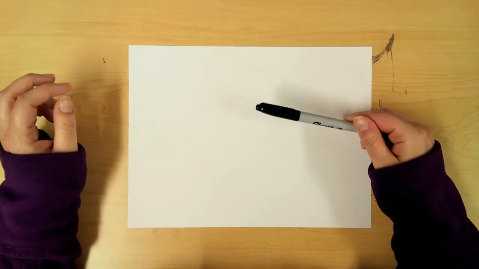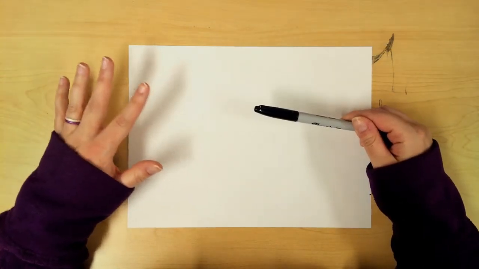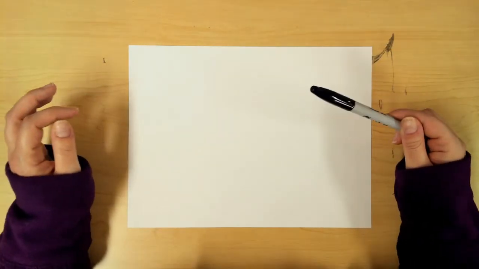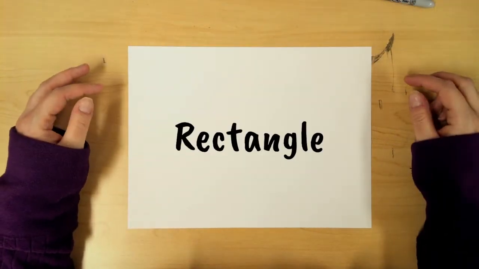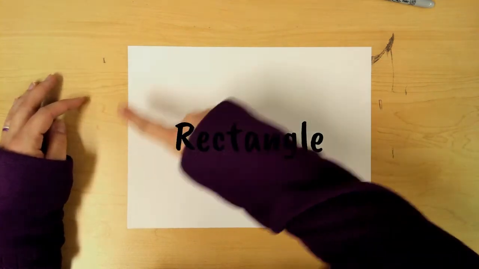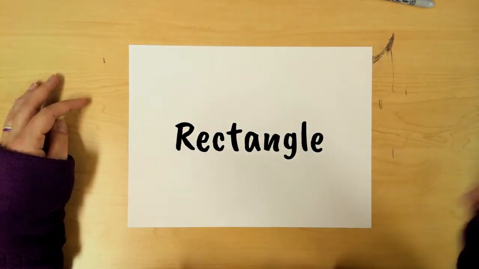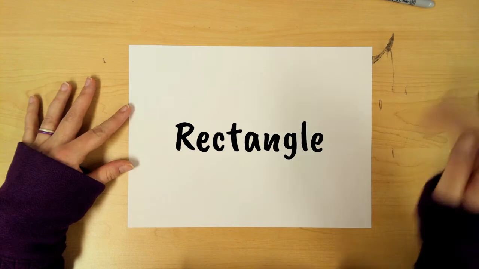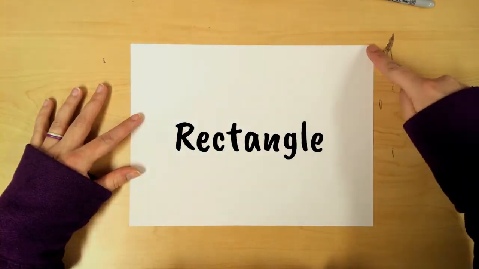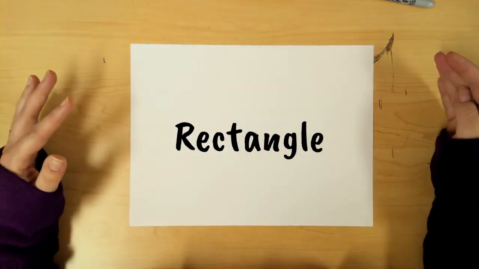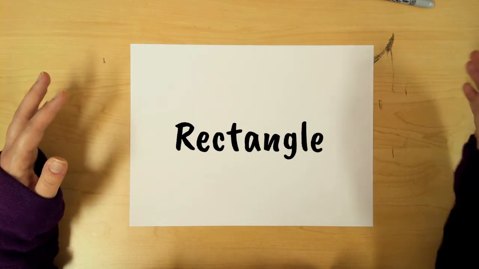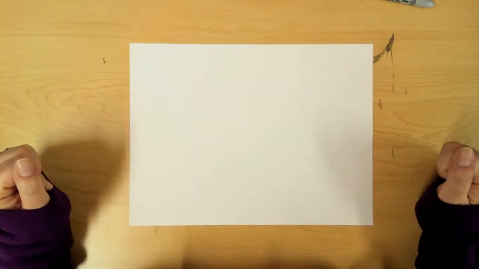I am going to use my black marker so that you can see my drawing better to follow along with me. Our paper, well, mine is a rectangle. Rectangles have 4 sides. 1, 2, 3, 4. And they have 4 equal corners. 1, 2, 3, 4. And rectangles usually have 2 short sides that match and 2 long sides that match. So this paper is a rectangle.